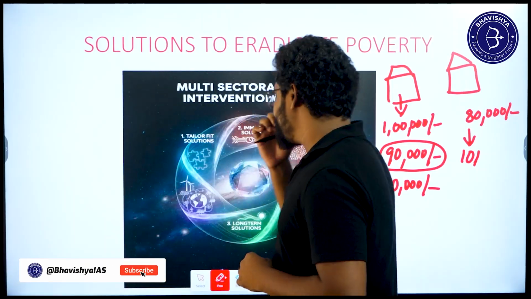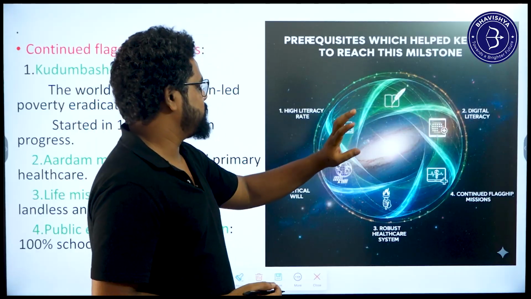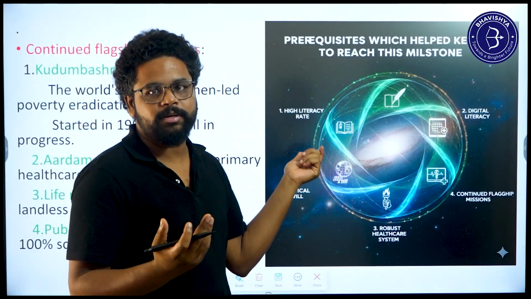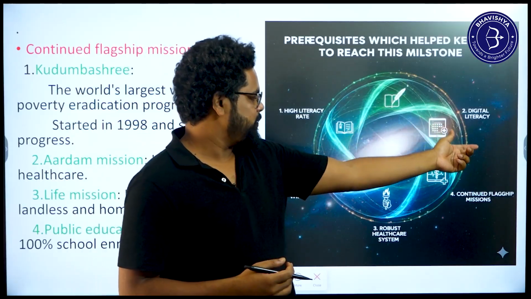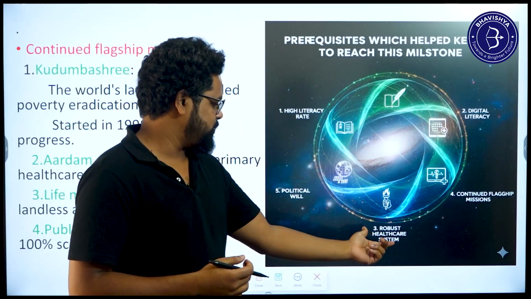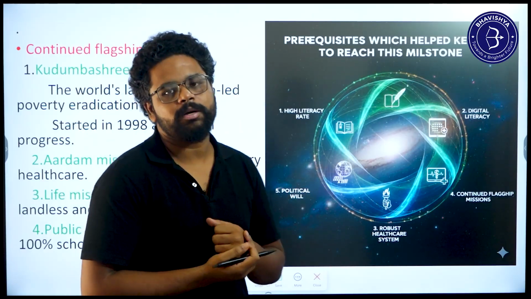Okay, so see the prerequisites which helped Kerala reach these milestones. The first thing is high literacy rate. We already know that Kerala has the highest literacy rate in the country. High digital literacy, continued flagship missions, robust healthcare system and political will. So here you need to discuss what is meant by political will.